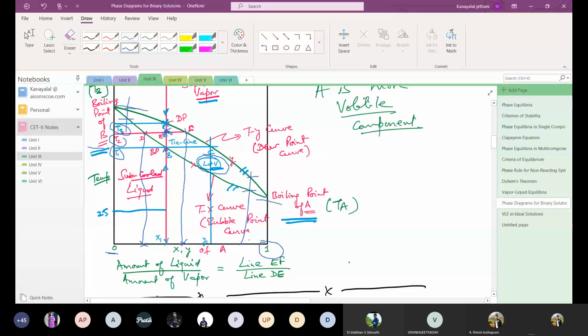Okay, sir. And the ratio of amount of liquid to vapor is given by line EF. जो ये वेपर इस वेपर साइड में है वो लाइन EF, एंड लिक्विड के वेपर के लिए टुवर्ड्स T, लिबोराम प्रिंसिपल के हिसाब से.